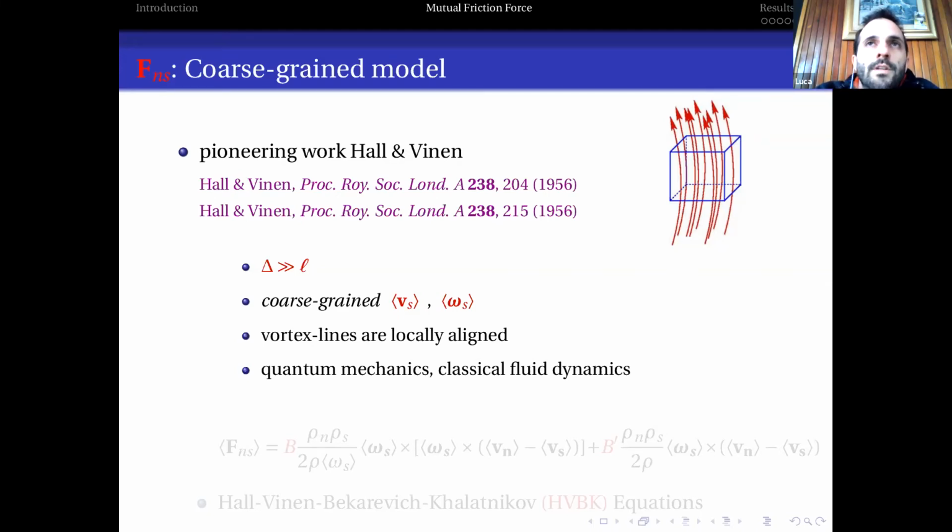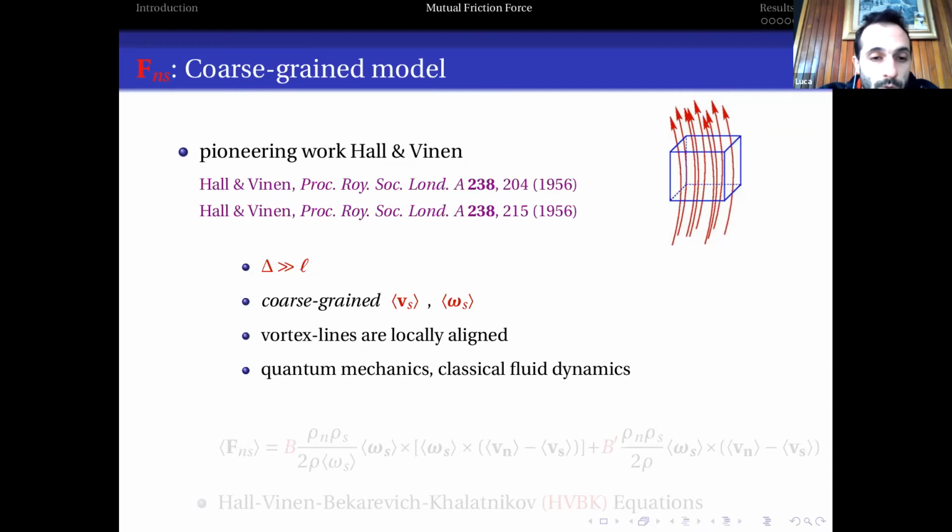So we lose the discrete and singular nature of the quantized vortices, and the superfluid velocity and the superfluid vorticity are averaged on this length scale, and these are smoothly varying with respect to the position. Because the intention of Hall and Vinen was to model an experiment with the rotating helium bucket, in this approach the vortex lines are considered to be locally aligned. So we have a perfect polarization of the vortex tangle.